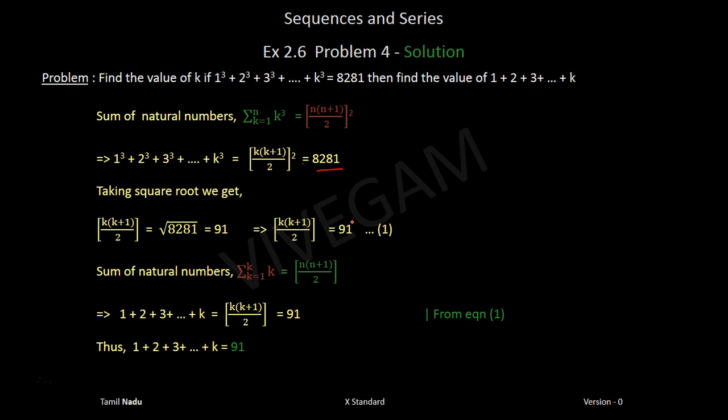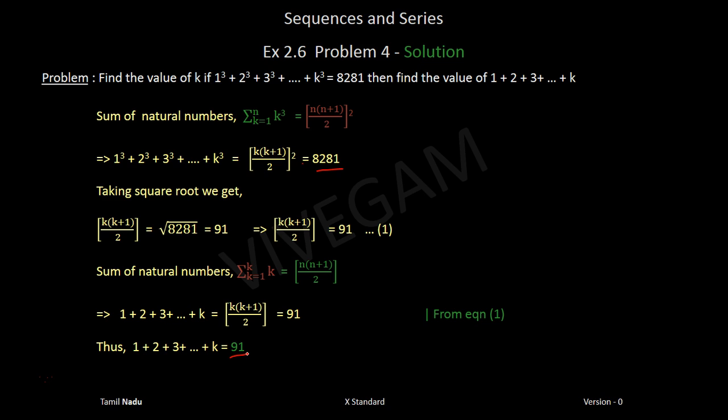Okay. So which means k into k plus 1 by 2 is 91. You don't need to solve all these things to get the value of k. Keep this value as it is. Now we are asked to find the sum of this series 1 plus 2 plus 3 to k. What is this? Sum of natural numbers. So that is sigma 1 to k of k equal to n into n plus 1 by 2. Right? So that will become 1 plus 2 plus 3 to k is k into k plus 1 by 2. But from equation 1, you know that that is equal to 91. So 1 plus 2 plus 3 up to k is 91.